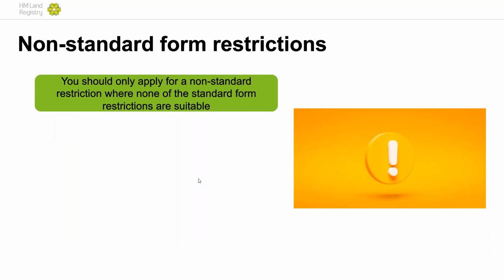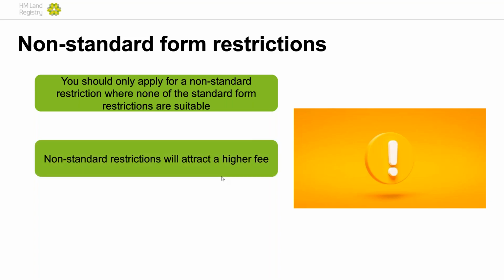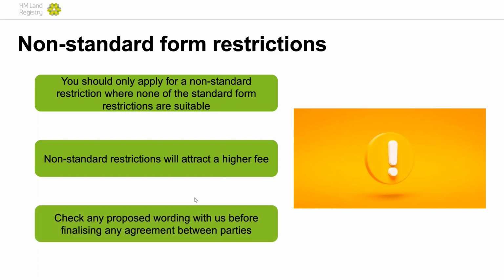You should only apply for a non-standard restriction where none of the standard form restrictions are suitable. It's worth noting that if you're applying for a non-standard restriction, this will attract a higher fee than a standard form restriction. We also recommend checking the proposed wording with us before finalising any agreement between parties, as it can be difficult to renegotiate the terms of an unacceptable restriction once such an agreement has been made. You can do this by contacting us in your usual way prior to submitting your application.